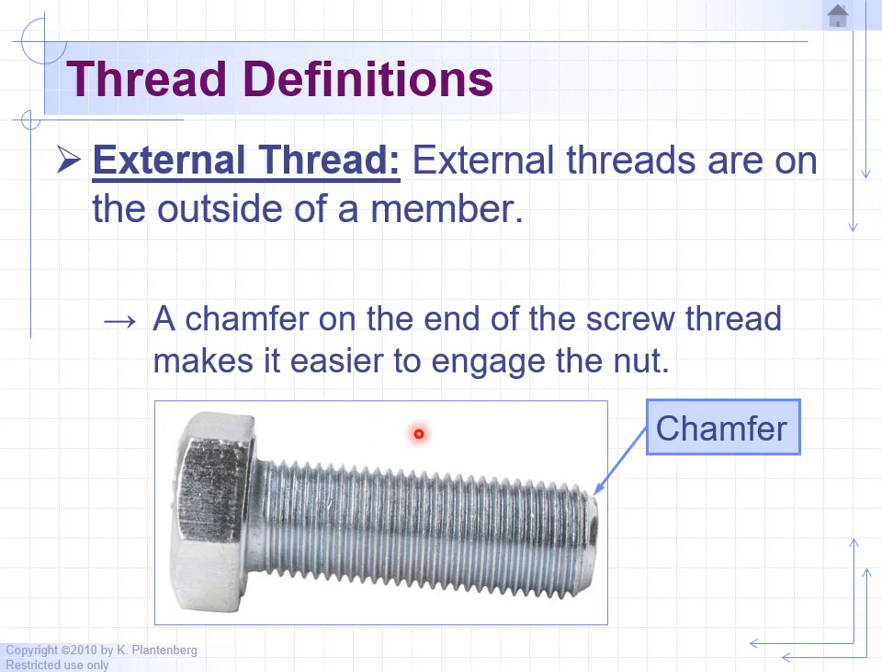Okay, so here's an example of external threads, as you can see on a bolt or on a screw. External threads, and at the end we have a chamfer. Notice how it's cut at a 45-degree angle, and that's just to make it easier to engage with the tapped hole. Sometimes when you're trying to insert a bolt under the hood of a car and it's hard to see the hole, this little chamfer will at least give you some guidance as you're trying to engage the threads on an engine block, for example, or a nut.